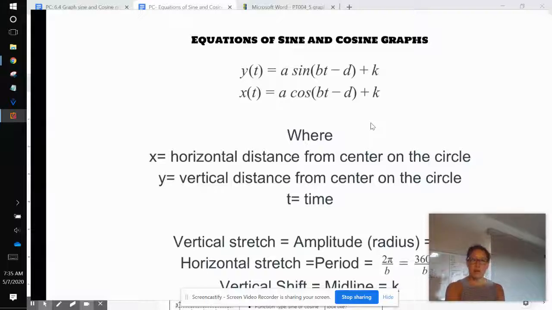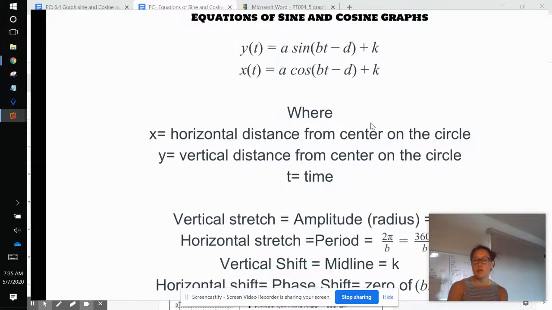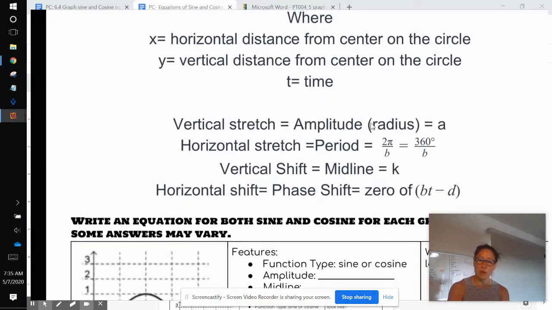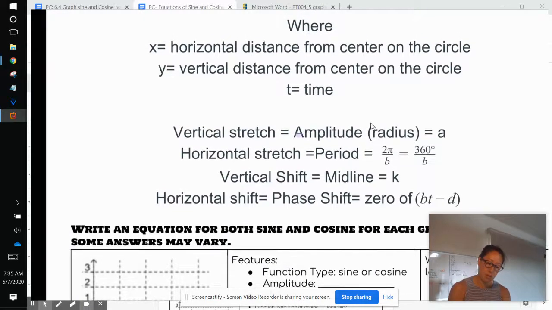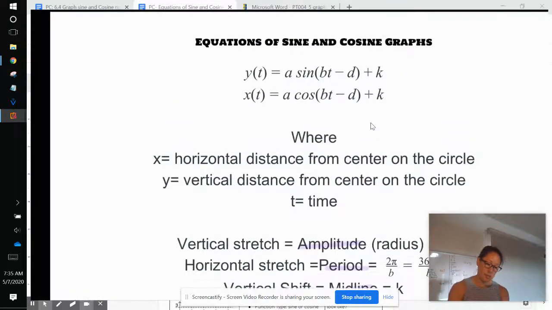All right, we're graphing sine and cosine. So we're going to use some of our, we're writing the equations of sine and cosine from a graph. So we're going to use some of the vocabulary we learned from last week, the amplitude, the period, the midline. And then we have a new one, the phase shift, which is just a horizontal shift. We're not going to focus on phase shift this week, so don't worry about it for now.